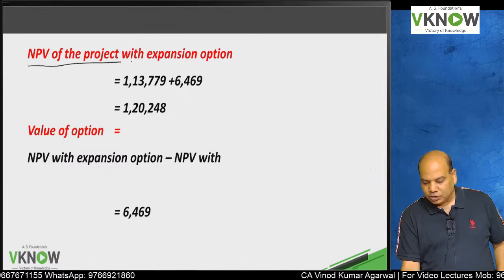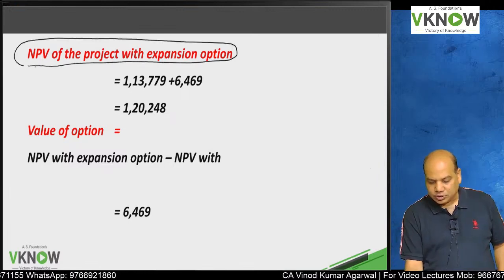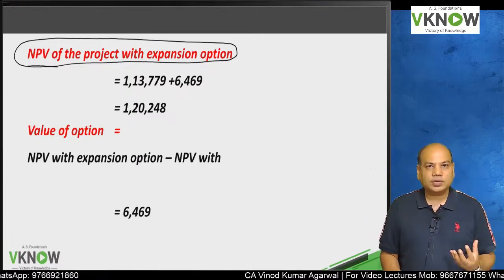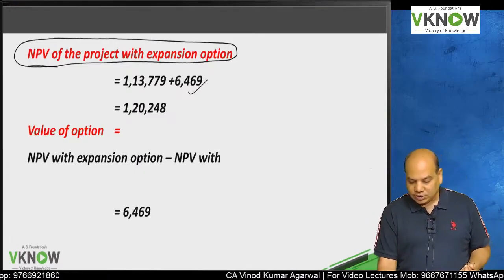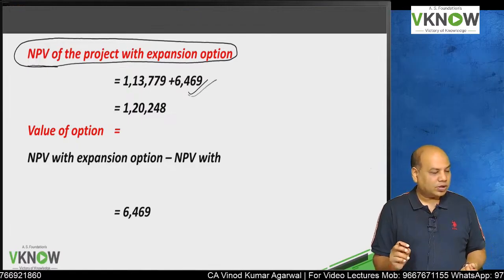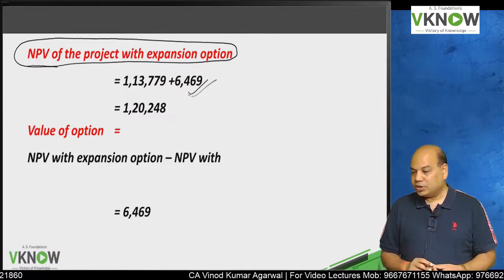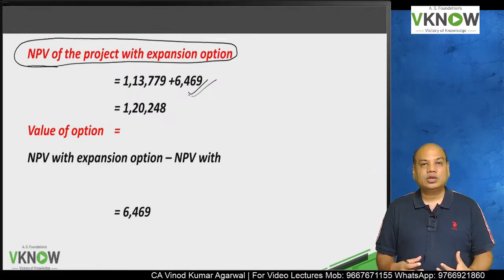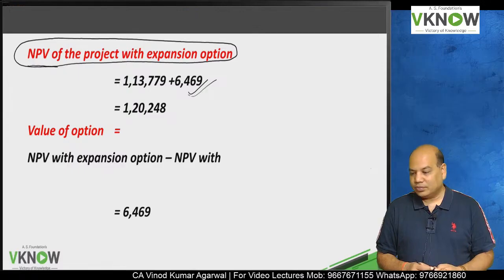Next line, NPV of the project with expansion option. So with the expansion option, the NPV of the project will increase by 6469. So please write down NPV of the project with expansion option. With expansion option, NPV will increase.